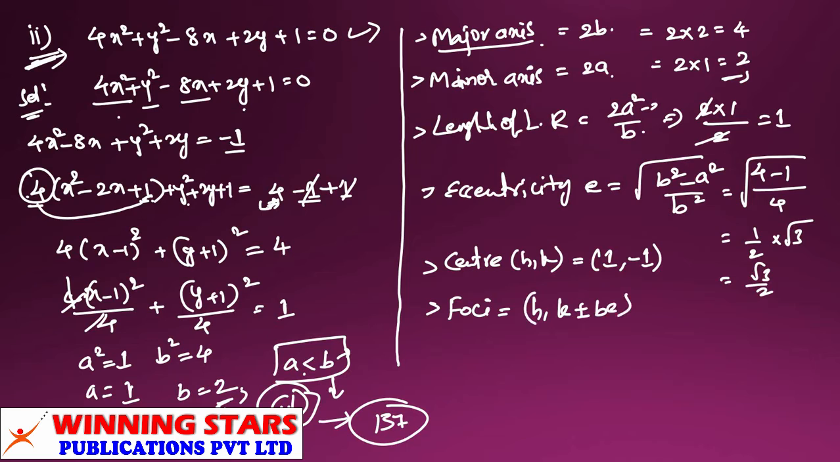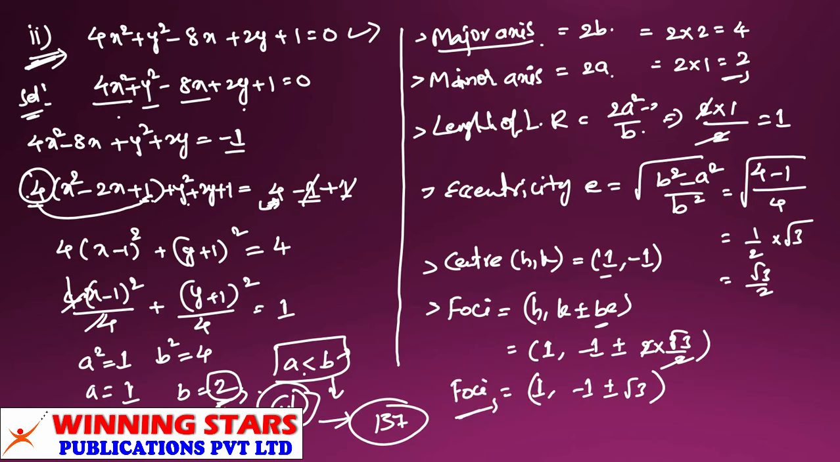Now in this we have to substitute the values. h is equal to 1, k is equal to minus 1, and plus or minus b e, where b is equal to 2 and e is equal to root 3 by 2. So 2 into root 3 by 2, the 2s get cancelled. So we get (1, minus 1 plus or minus root 3). So this is the foci.